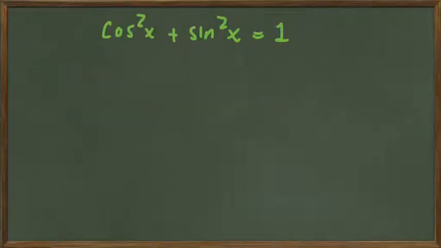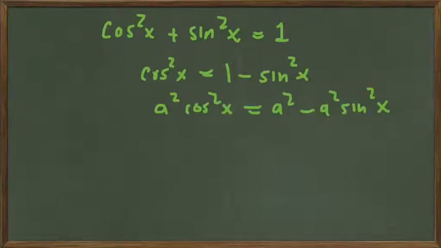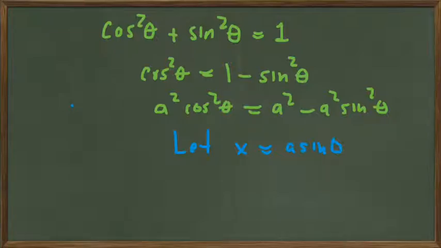So we start with the Pythagorean identity. We solve it for cosine squared. We multiply everything through by a squared. Here I've changed the input variable to theta, which is important to do so that our substitution works out. Now we're going to let x equal a sine theta, and let's see how that changes our equation. So that makes the right hand side a squared minus x squared. It leaves the left side unchanged.